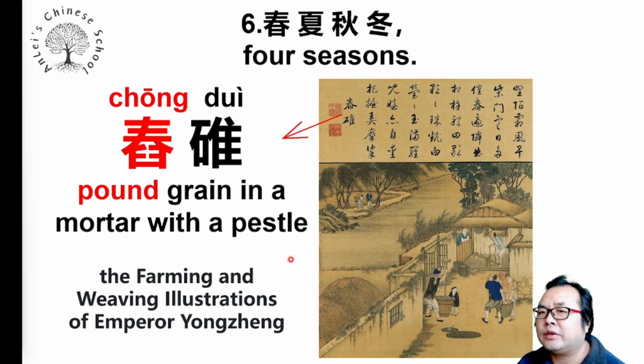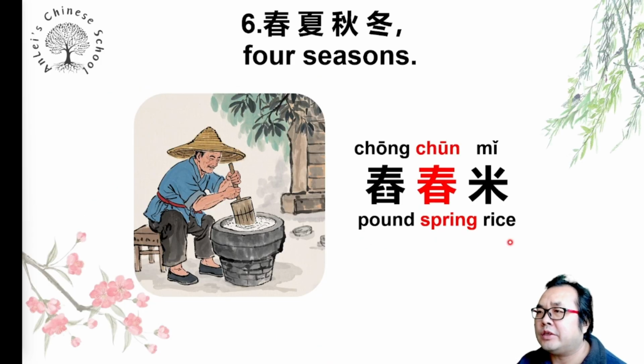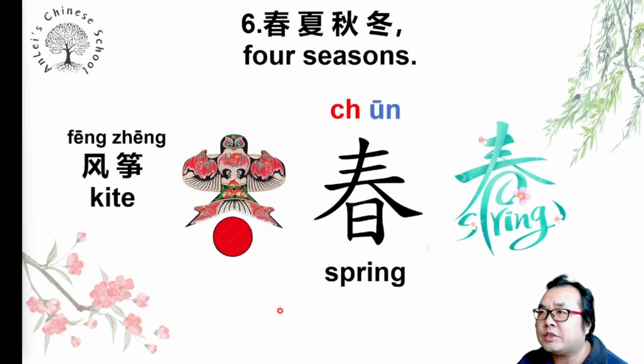This is from a series of paintings, the farming and weaving illustrations of Emperor Yongzheng. In this painting, two people are pounding rice, and one man is not working. He is chatting with the farmers, and he is the Emperor Yongzheng of the Qing dynasty. We will also see other paintings when we learn other seasons. 舂米, pound rice.